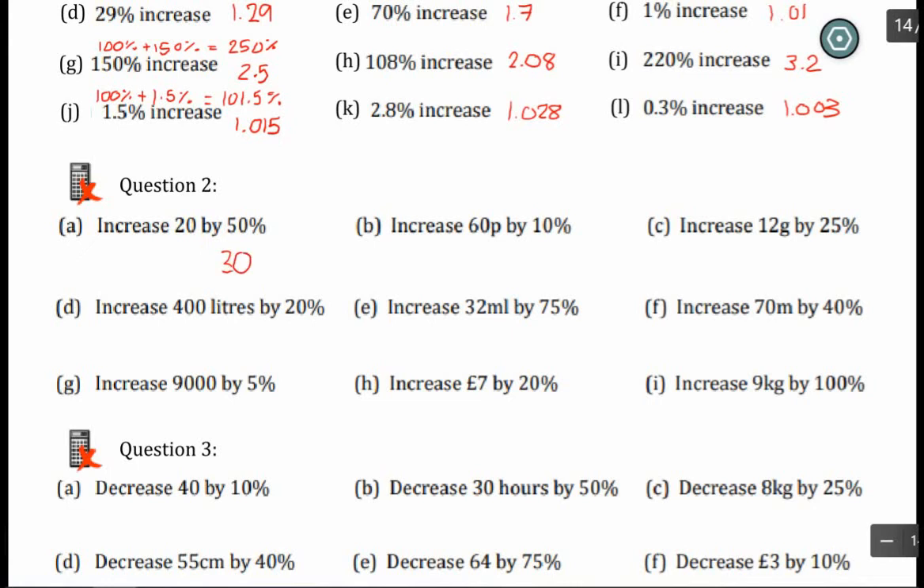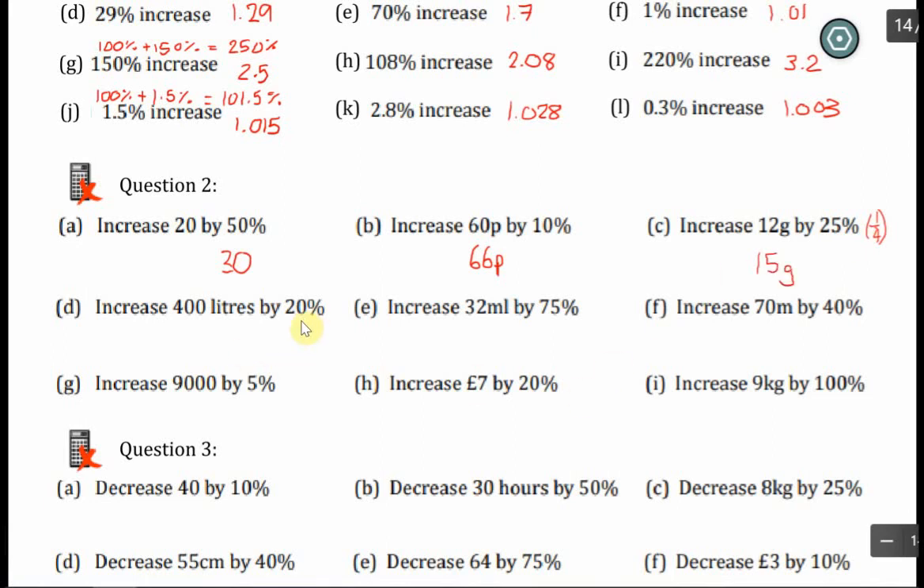Nice easy question. B, increase 60p by 10%. Well, 10% is 1/10, and 1/10 of 60p is 6p, so we're increasing by 6p, so the answer will be 66p. Increase by 25%, so what fraction is 25%? It's a quarter. So a quarter of 12 is 3, and we add 3 to 12, we get 15 grams.